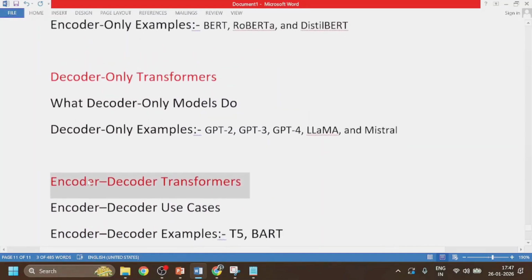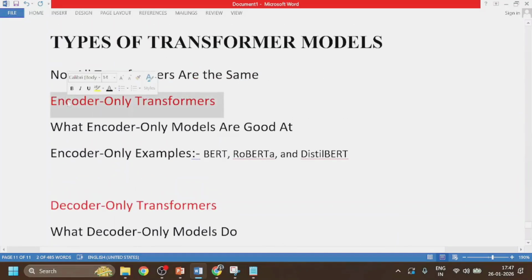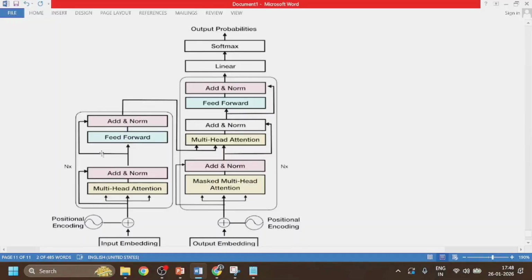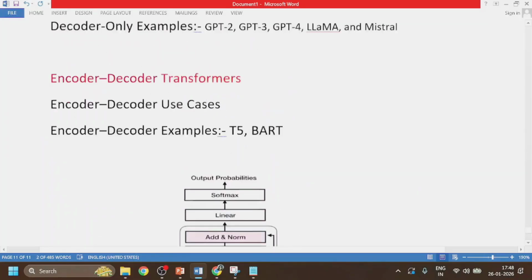So first, encoder only transformer. These models use only the encoder part. Their job is to understand text, not generate it. Okay, this is the first part, encoder only transformer. These models use only the encoder part, and their job is to understand the text, not generate it.